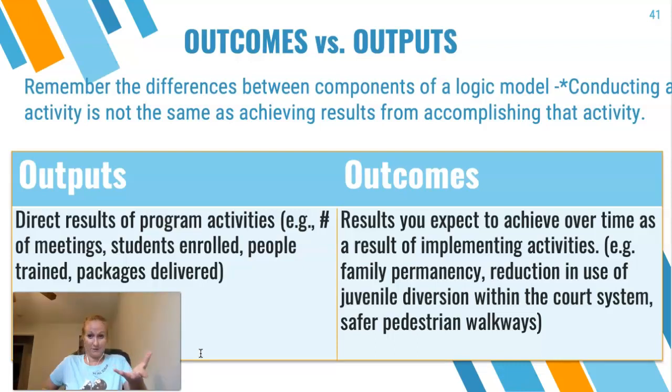But maybe, for example, for the pedestrian walkways, the output was installing street lamps and changing sidewalks to be more pedestrian friendly. But ultimately, the goal is to make pedestrian walkways safer. So do you see how the actual result of doing something, number of streetlights installed, is totally different than the outcome or the goal of wanting to make things safer? So just make sure you include that separation.